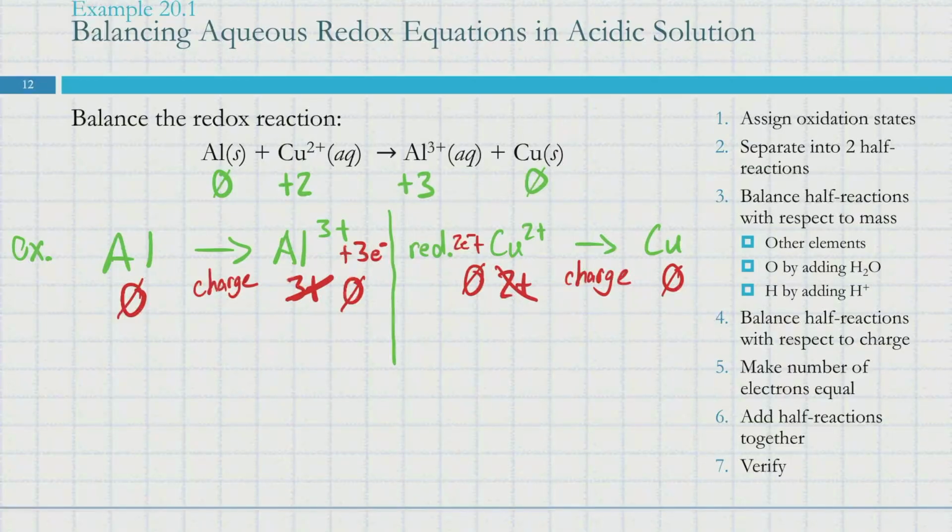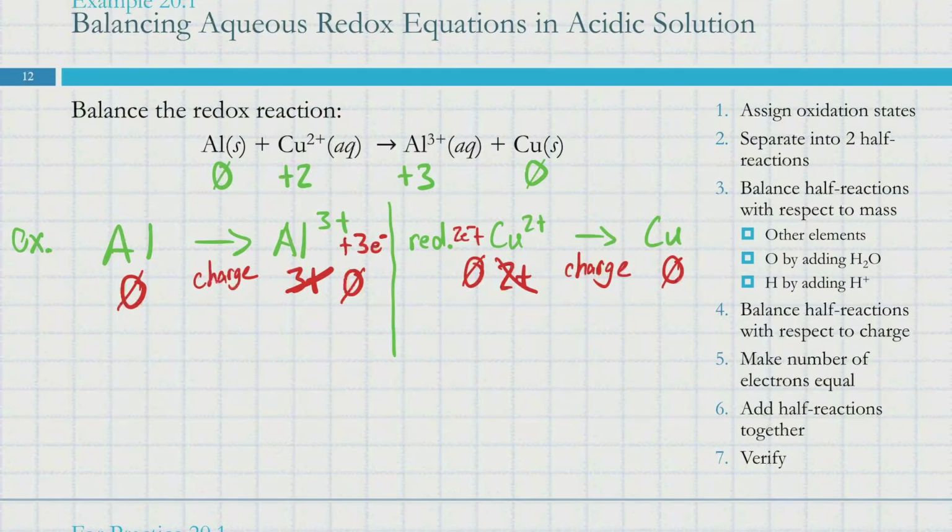So now we're balanced with respect to charge, and we can make the number of electrons equal. For our oxidation half reaction, we've got 3 electrons. For reduction, we've got 2 electrons. We can bump those each up to 6, because that's their least common multiple, I think is what the term is. It's been a long time. I think it's least common multiple. So we're going to multiply those to get up to 6. So we'll multiply the left one by 2 and the right one by 3.